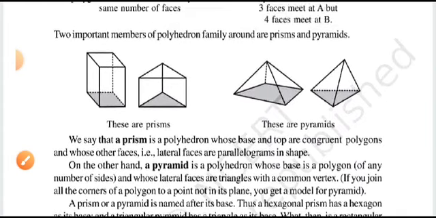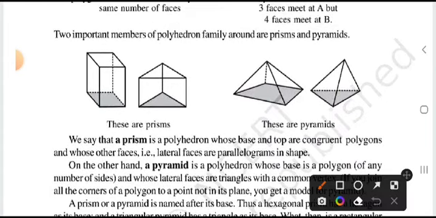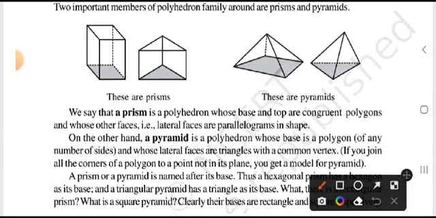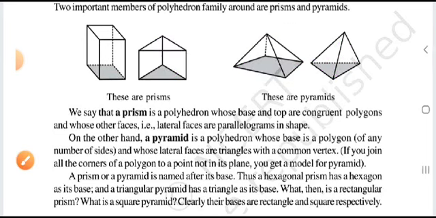Okay, so these are the 2 broad categories. One is prism, another is pyramid. So what is the basic difference? In case of a prism, we will get 2 congruent figures at the top and the bottom, but in case of a pyramid we will get a polygon on the base, but on the top we will get a single vertex, and on the top all these triangles will be connected. All the triangles will be connected on the top.